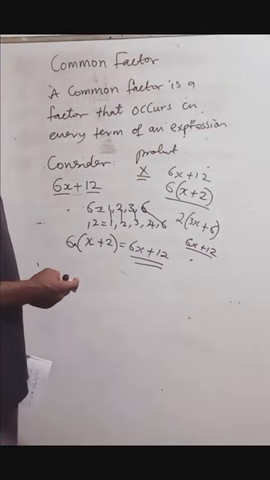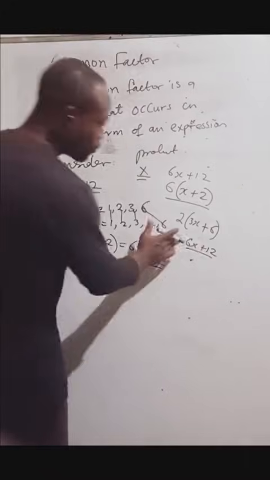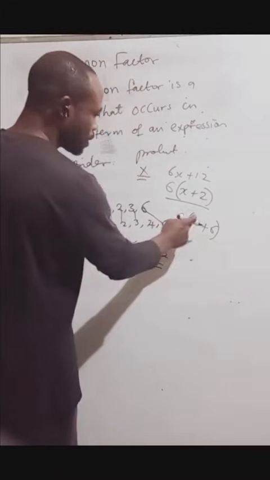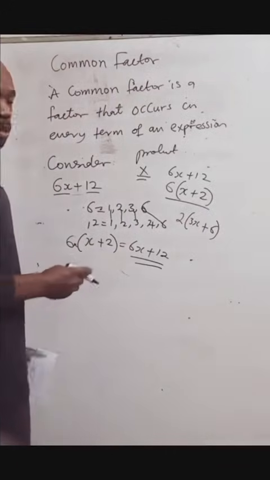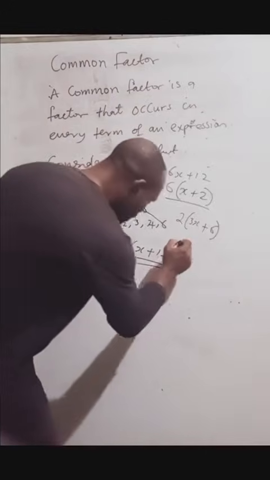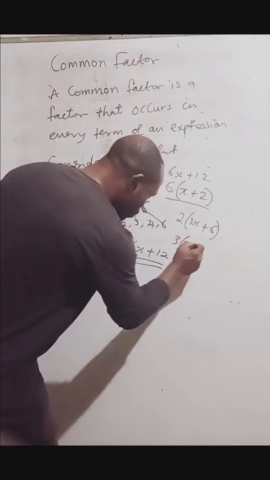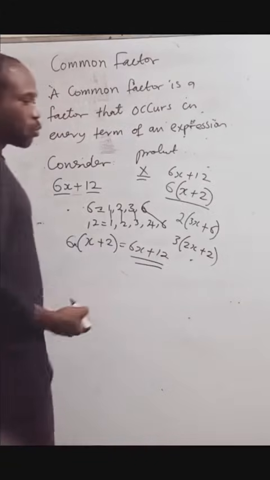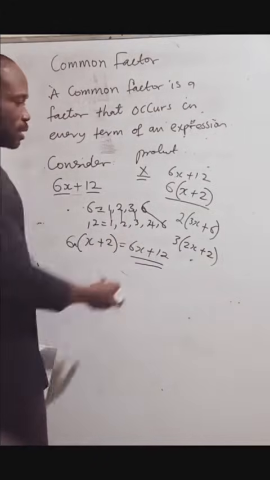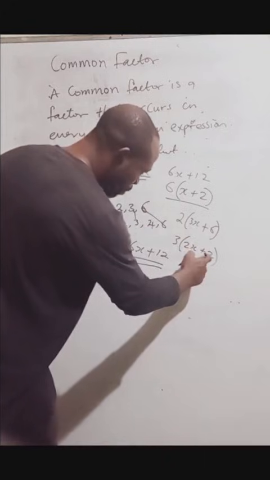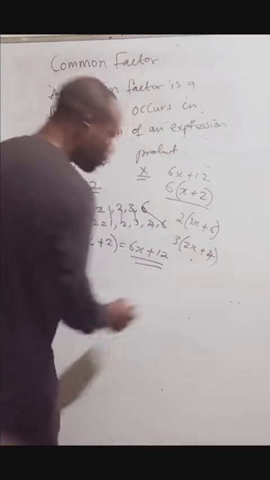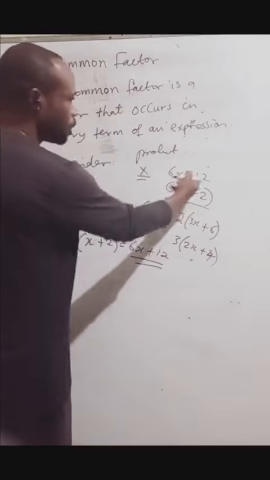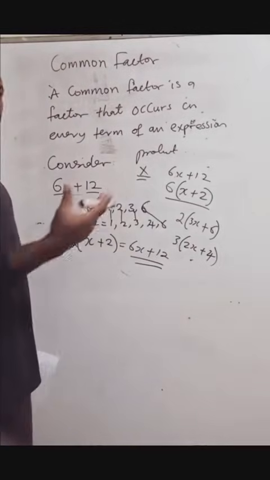Can you see it? Now it is possible for us to express it as 6 multiplied by 3x plus 6. We can also express it as 3 multiplied by 2x plus 4. 3 multiplied by 2x is going to give us 6x. 3 multiplied by 4 will give us 12. So it is possible for us to do that.